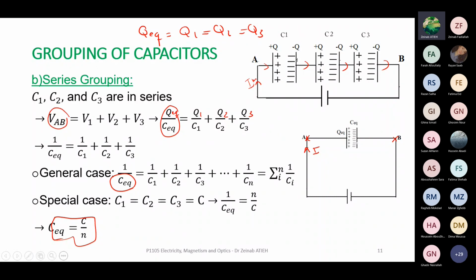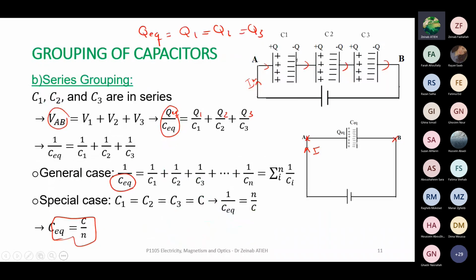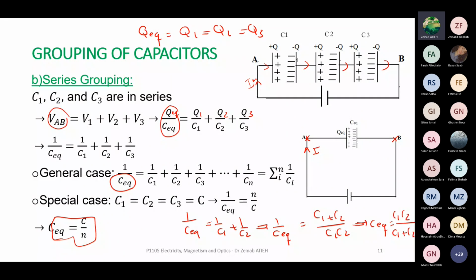So again, what do we have to remember? If we have only two capacitors, C equivalent is simply C1 times C2 over C1 plus C2. I guess I've written it somewhere. If we have only two capacitors, no need to use 1 over C equivalent equals 1 over C1 plus 1 over C2 plus 1 over C3. You can just use 1 over C equivalent equals 1 over C1 plus 1 over C2. We will get 1 over C equivalent equals C1 plus C2 over C1 C2, so C equivalent equals C1 C2 over C1 plus C2. This is only used if we have two capacitors. With more than two capacitors, you have to use the main formula.